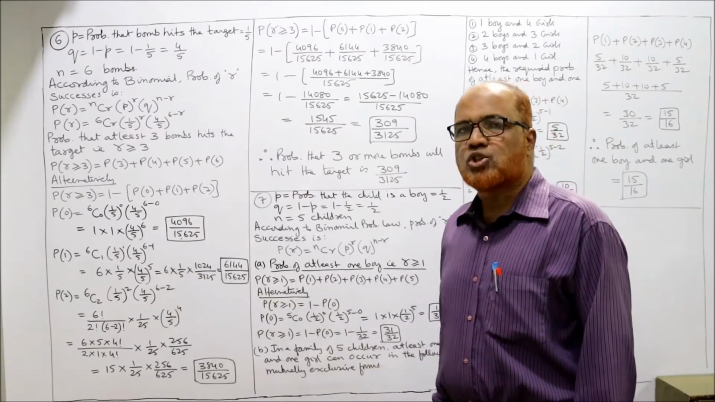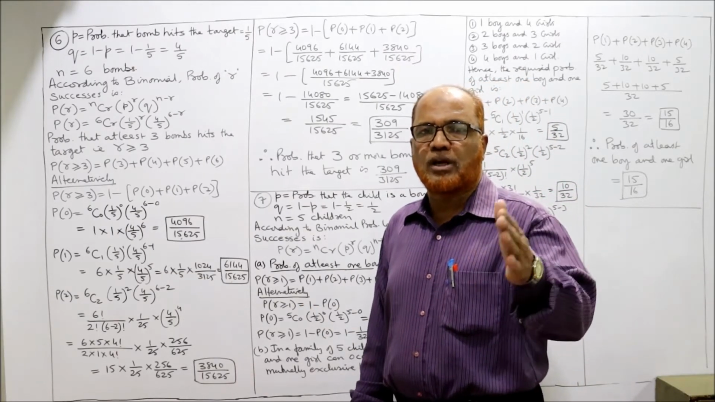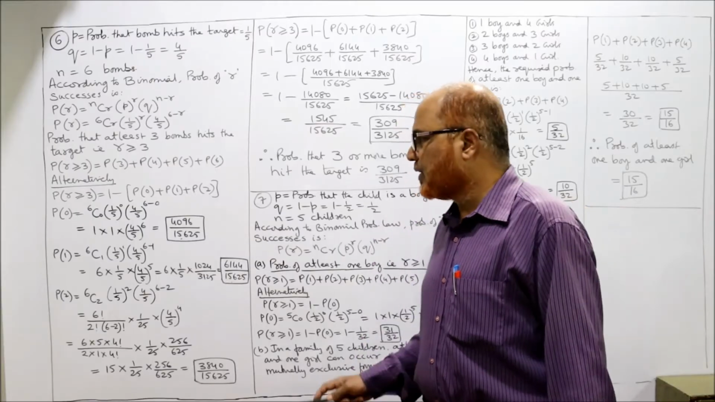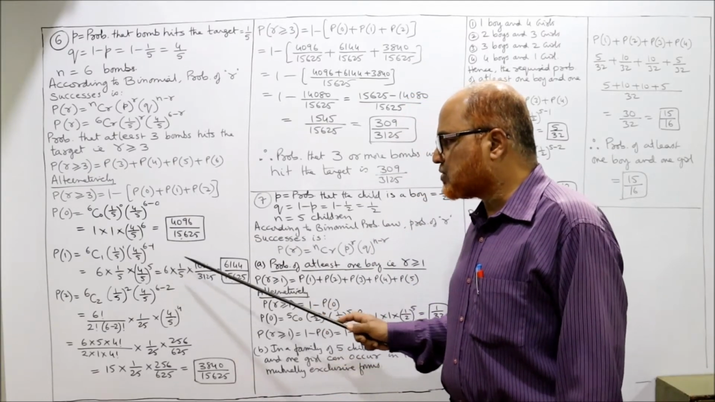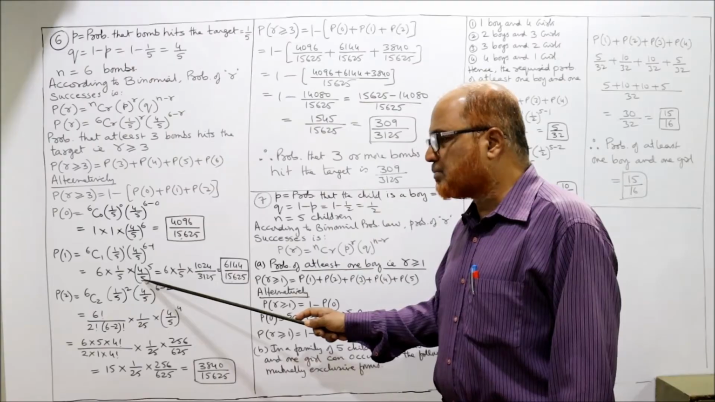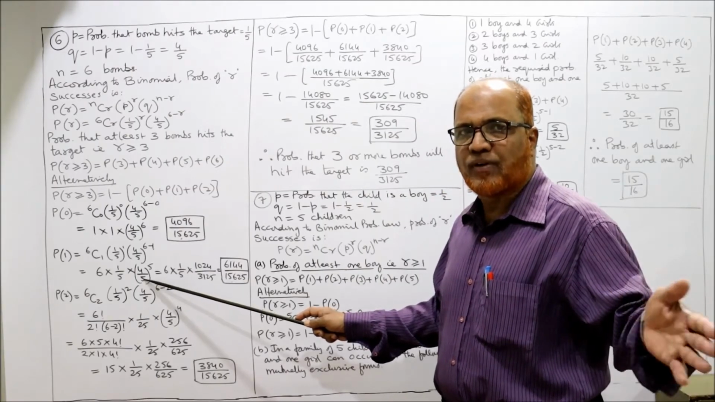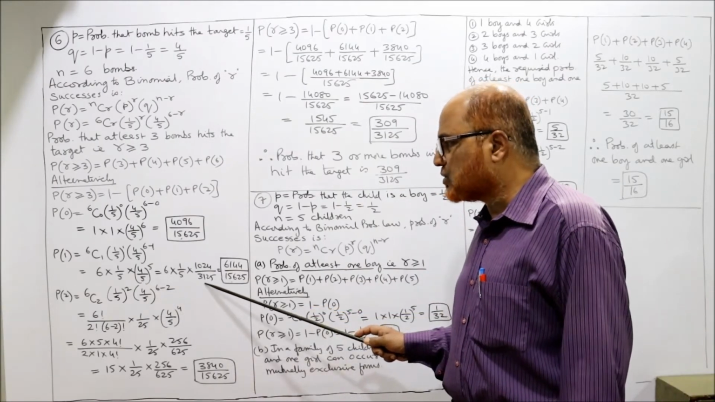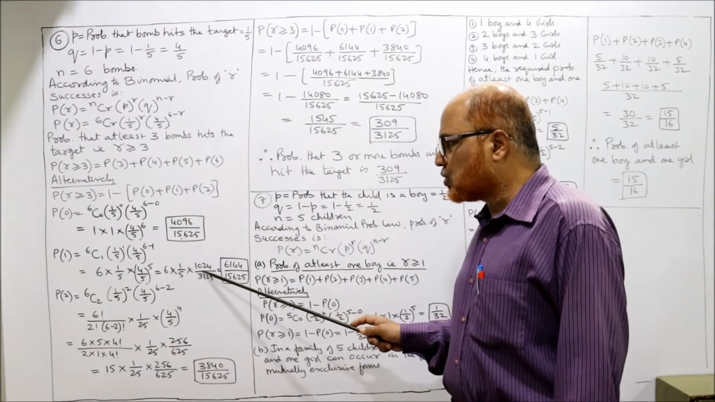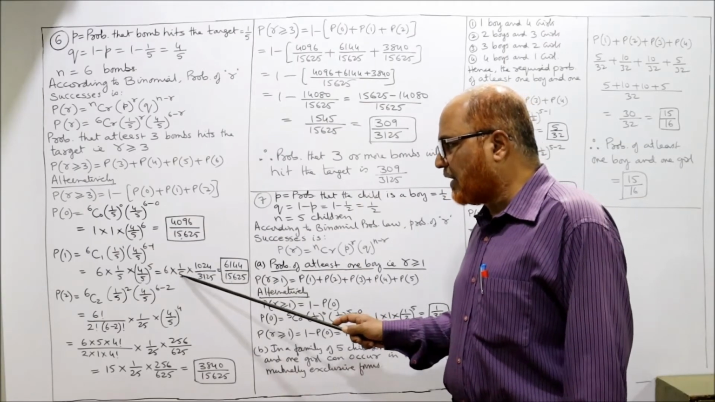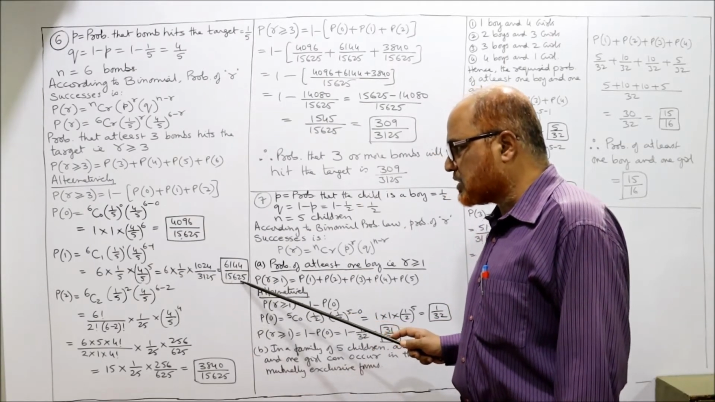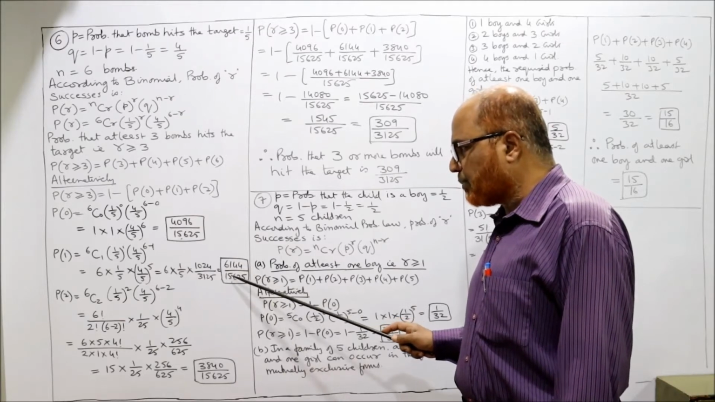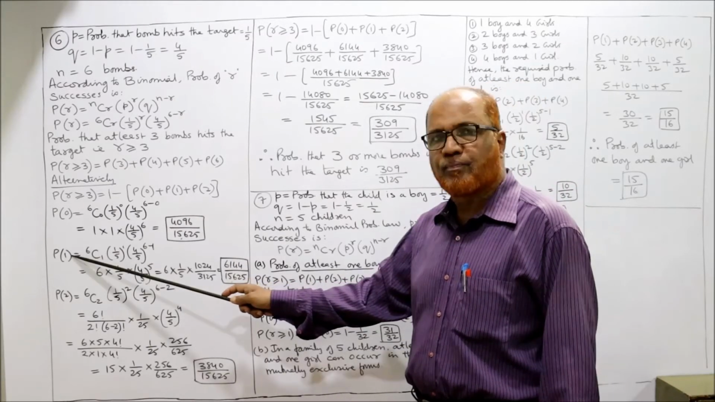So 5 times you multiply 4 into 4 into 4 into 4 into 4. If you multiply 5 times, you get 1024. Similarly, 5 is multiplied 5 times, 5 into 5 into 5 into 5 into 5, then you get 3125. Then 6 into 1024, 6144. So 6144 divided by 15,625 is P of 1.